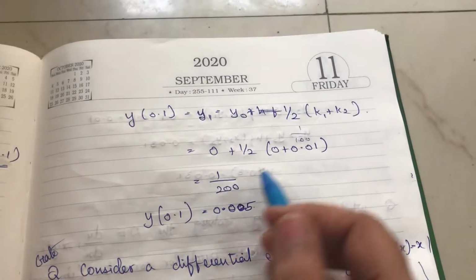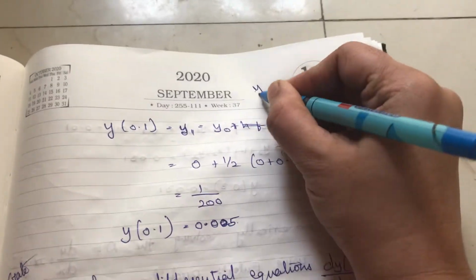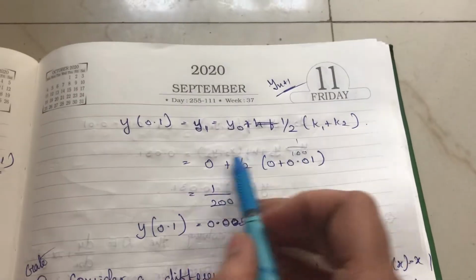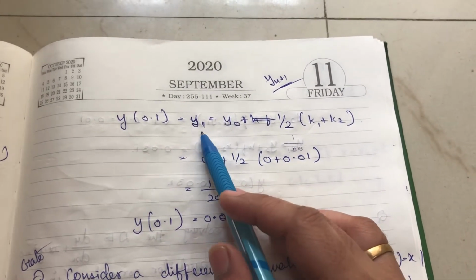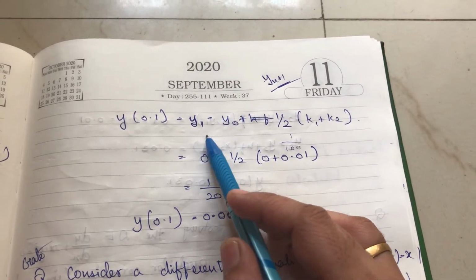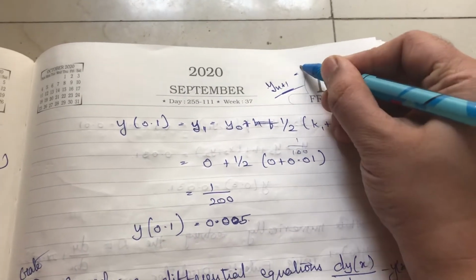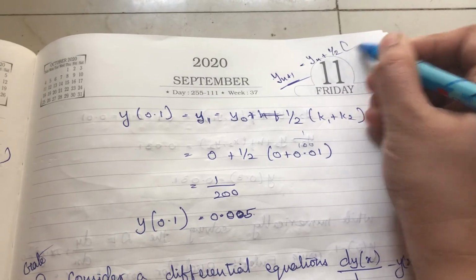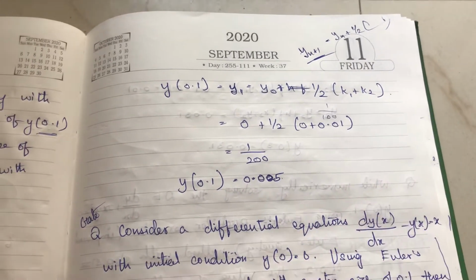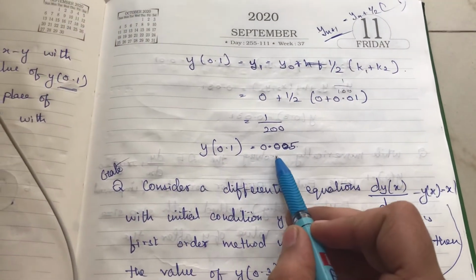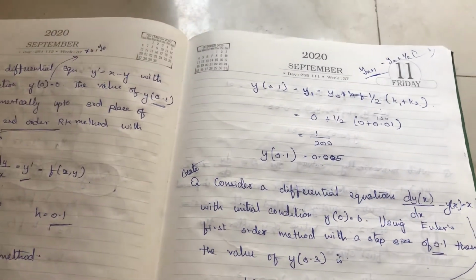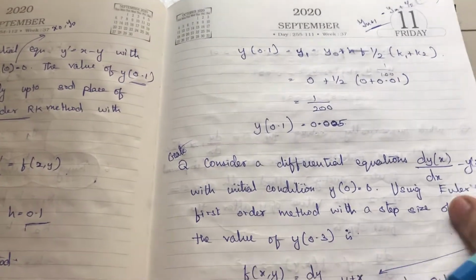And as a whole, substitute all the values in the y n plus 1 formula. So y1 is equal to y naught plus half of these two constants. Substitute it and you will get the value as 0.005. Just remember the formulas and you will easily get the values.